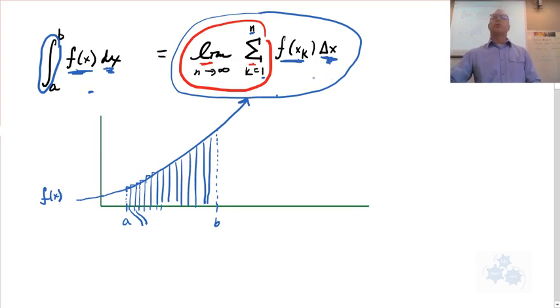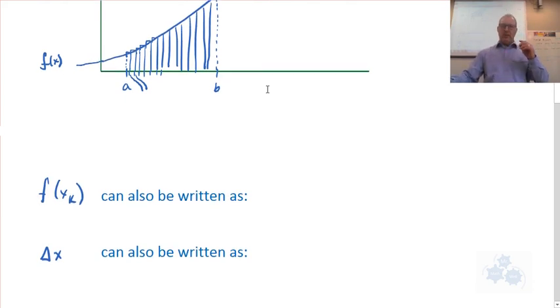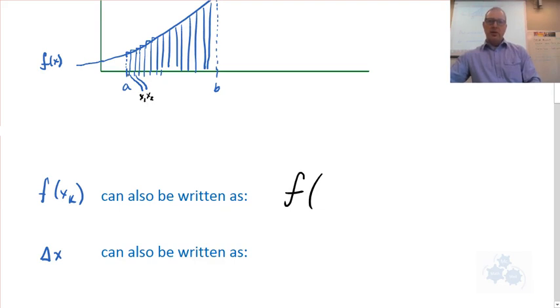0. 0 is correct. As n, the number of rectangles, approaches infinity, the width of them is going to approach 0. Perfect. All right, so let's move on from here. f of x sub k can also be written as this. Now watch very carefully. We can write this as f of, and remember this is x1, this is x2, and so on. So we could write it as a, the lower limit of integration, this x value, plus some k value times delta x.